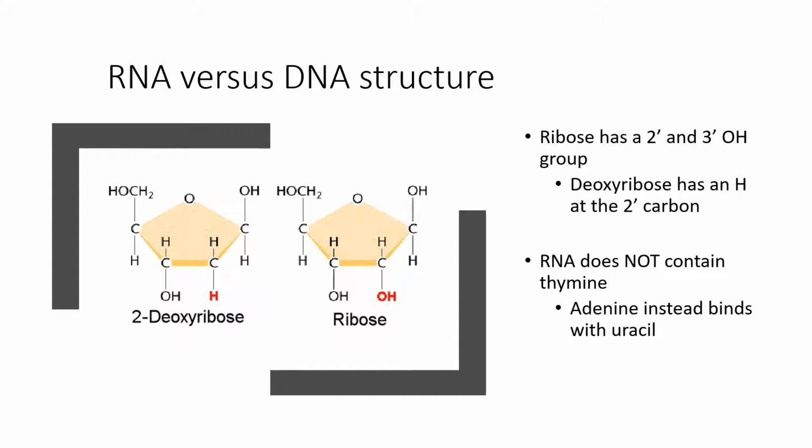The deoxyribose sugar has a hydrogen at the 2' carbon, whereas the ribose sugar has a hydroxyl group at the 2' carbon. Furthermore, RNA does not contain the nitrogenous base thymine. Instead, adenine binds with uracil. Uracil, like thymine though, is a pyrimidine, and remember, a purine always binds with a pyrimidine.